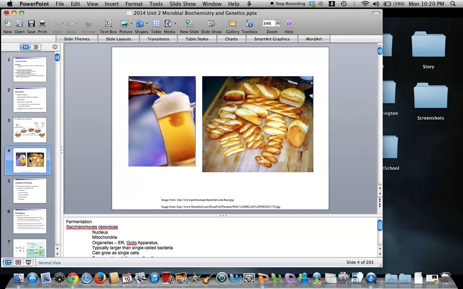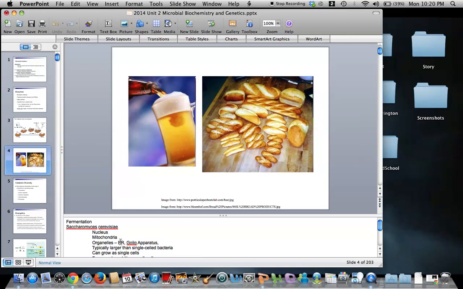Saccharomyces cerevisiae is used in fermentation. It will make ethyl alcohol, also known as ethanol, which you find in beer. It takes pyruvate and changes it into some type of aldehyde, and then the substrate will be reduced, and form ethyl alcohol. It's also used in making bread as a leavening agent.